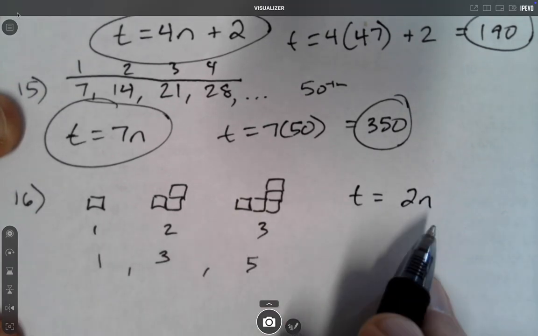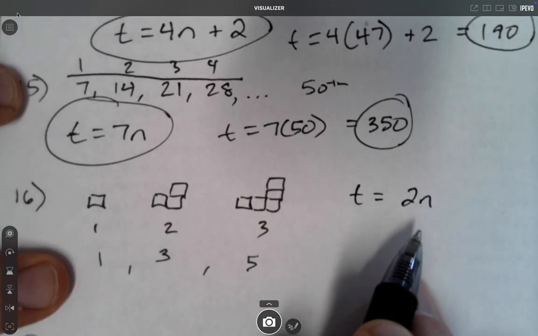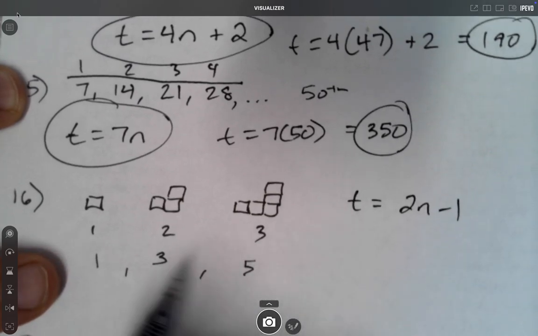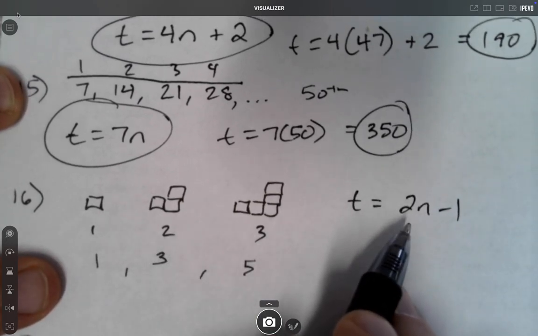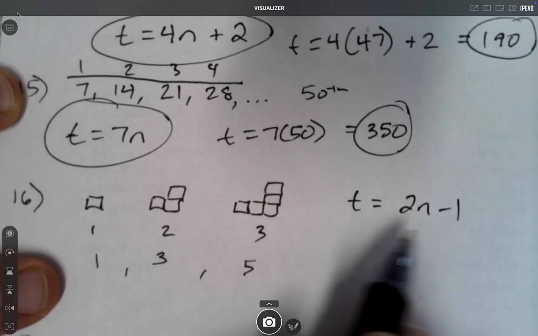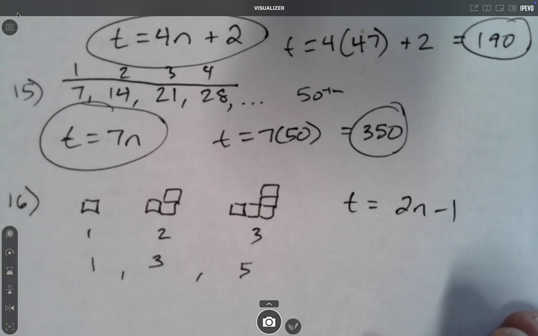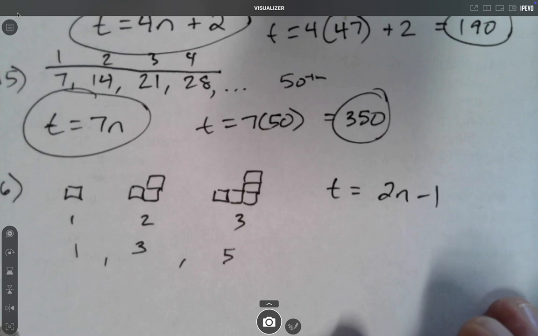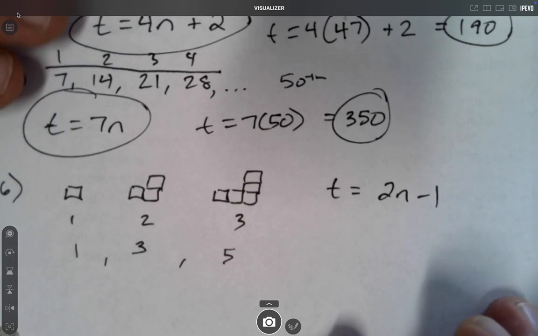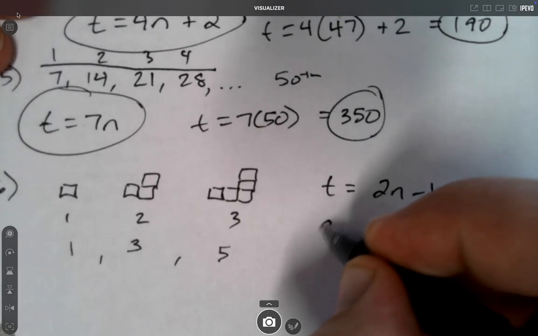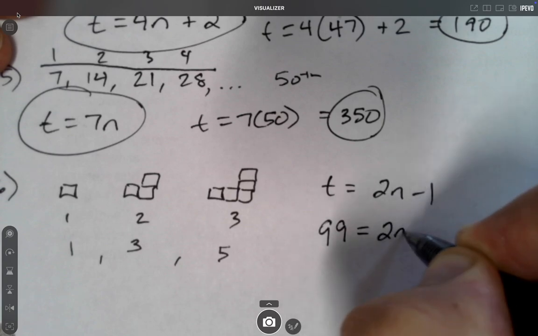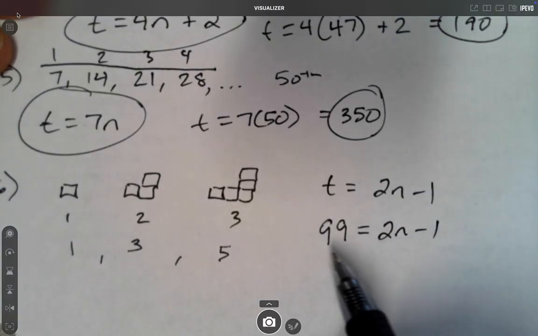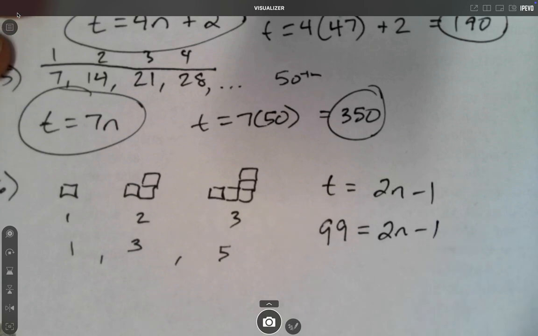But when I plug in 1, I get 2. So I have to subtract 1 to get down to 1. Plug in 2. 2 times 2 is 4. Minus 1 is 3. 3 times 2 is 6. Minus 1 is 5. So that equation does work out. But this time, we know our value is going to be 99. They're asking what term number will that be. So we're actually plugging 99 for t and solving for n.